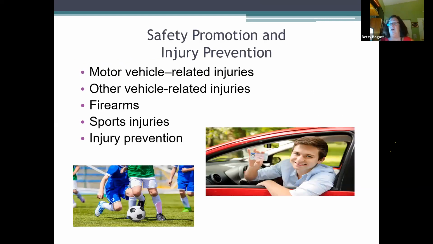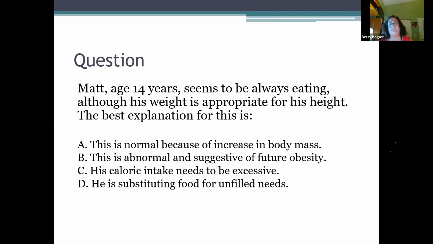Again, injury: go right to motor vehicle, firearms, and then sports, because they're trying so hard. We do try to promote injury prevention with warm-ups and proper equipment, etc. So Matt is 14, he's always eating. Remember the age, 14, although his weight is appropriate for his height. The best explanation for this is what? Take a guess.